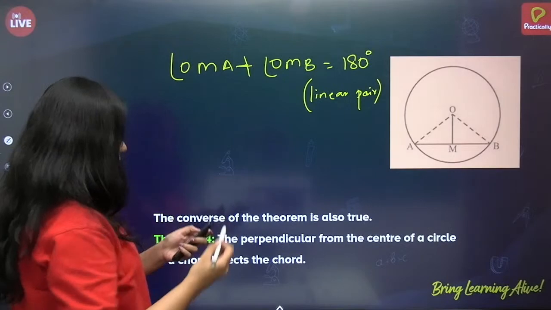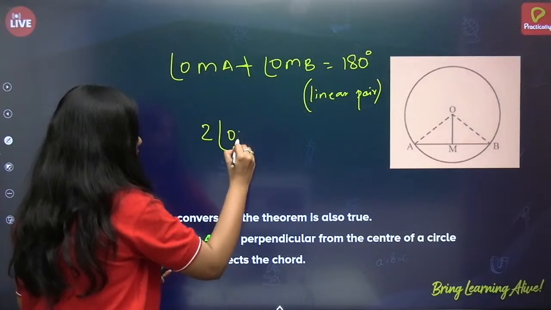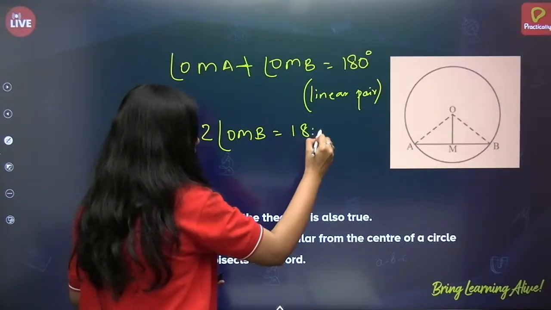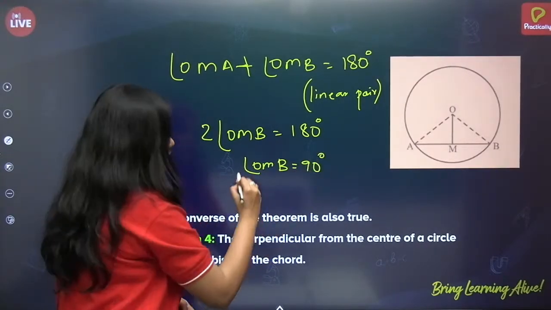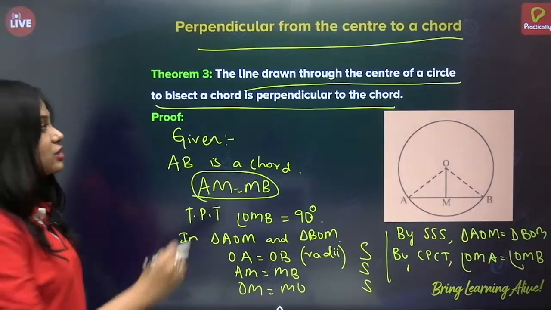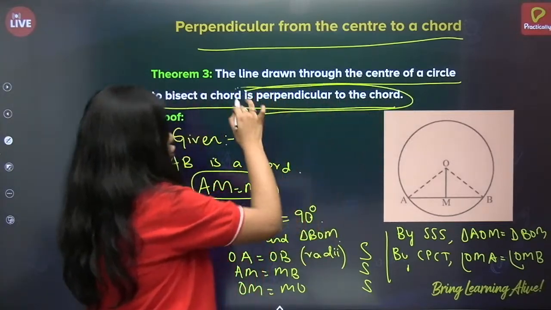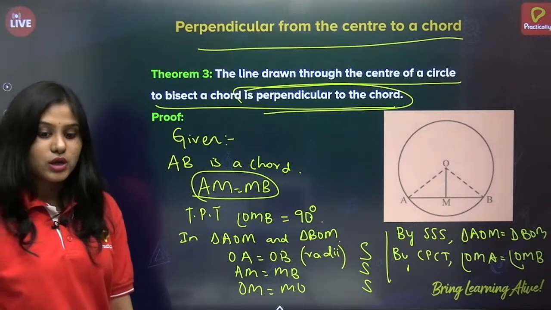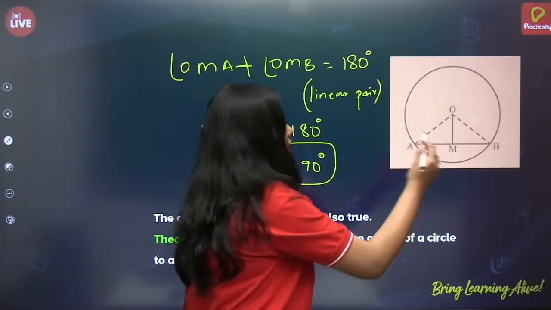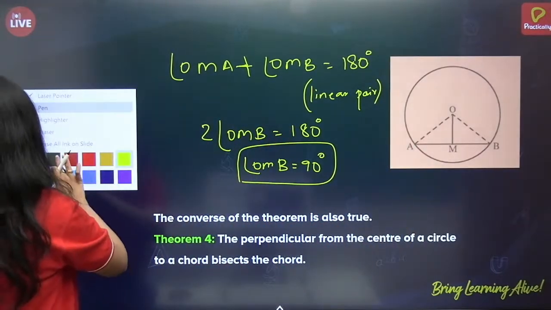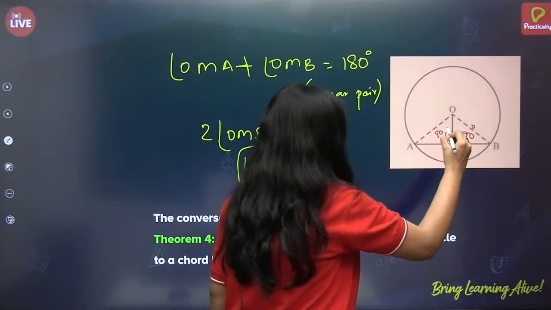But we already proved that OMA is equal to OMB. So, I can say that 2 times angle OMB is equal to 180 degrees, which is nothing but angle OMB is equal to 90 degrees. Hence, we have proved that the line drawn through the center of a circle to bisect a chord is perpendicular to the chord. So, OMB is equal to 90 degrees and OMA is also equal to 90 degrees. If this is 90, this will also be 90 degrees, right?